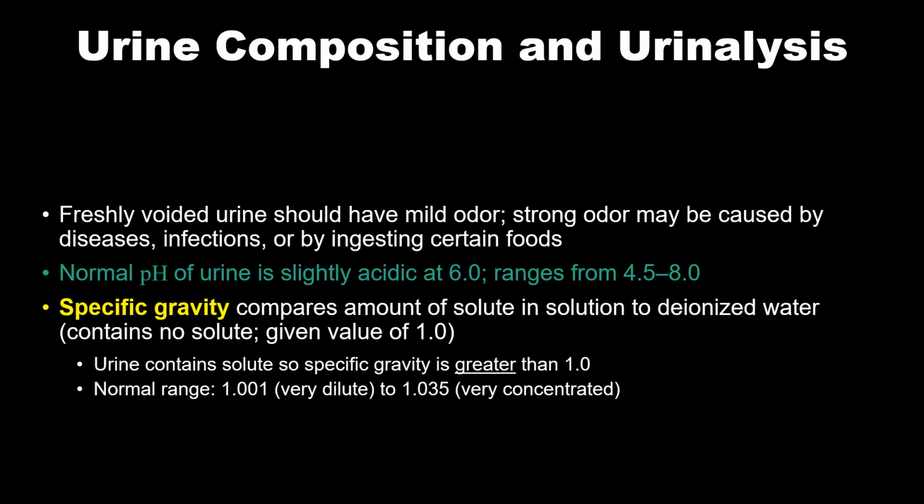Specific gravity compares the amount of solutes in a solution to the amount in, let's say, deionized water. Deionized water has no solutes, and thus is assigned a specific gravity of 1.0. Urine has solutes, so its specific gravity will be higher than that, and can range from 1.001 to 1.035. 1.001 is very dilute, and 1.035 is very concentrated.